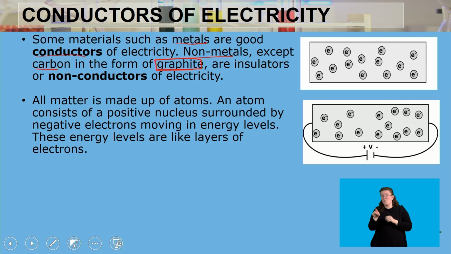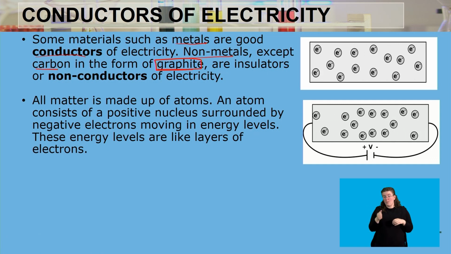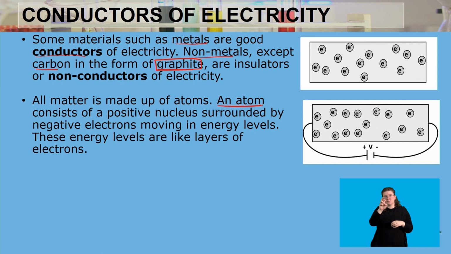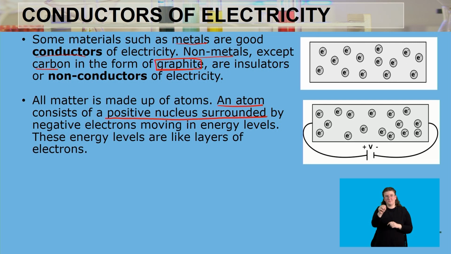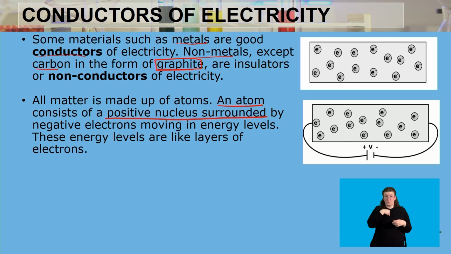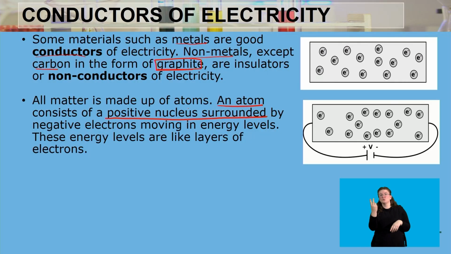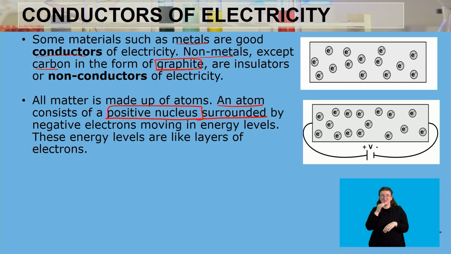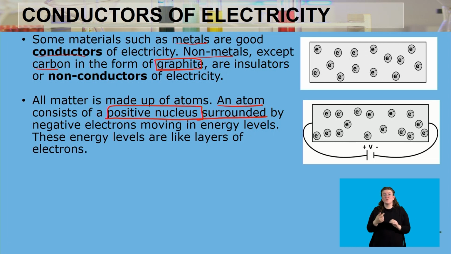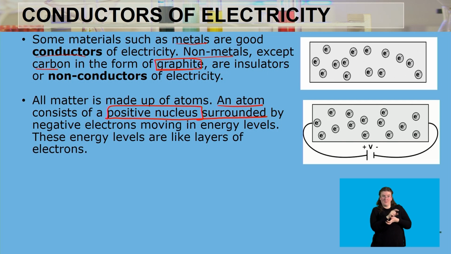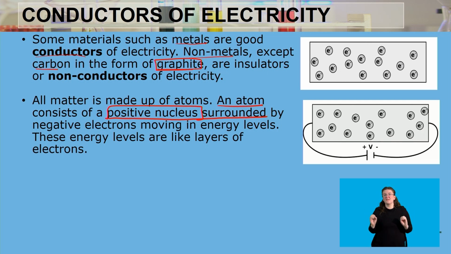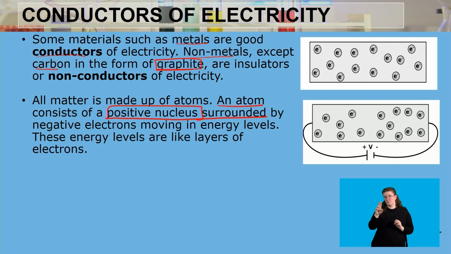Then all matter is made up of atoms, as we know, and an atom consists of a positive nucleus surrounded by negative electrons. In the nucleus, we find protons, which are positively charged, and neutrons, which do not have a charge. That is why we say the nucleus is a positive nucleus. The overall charge of a nucleus is going to be positive.